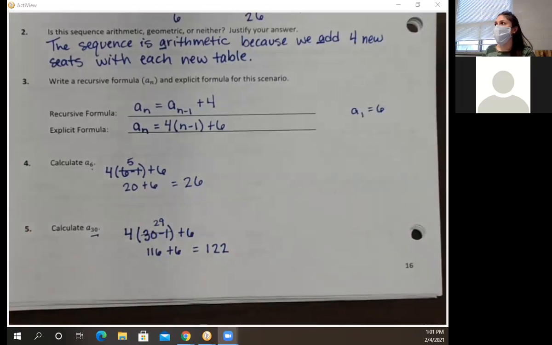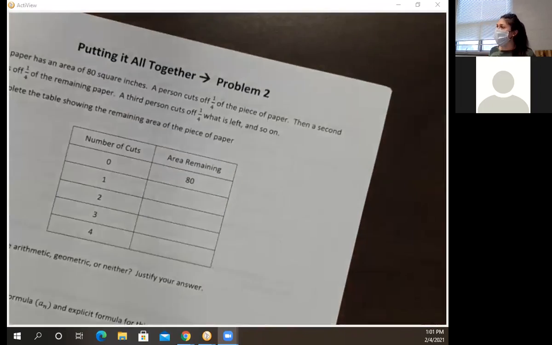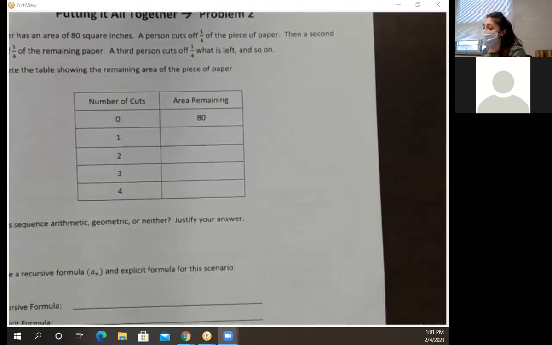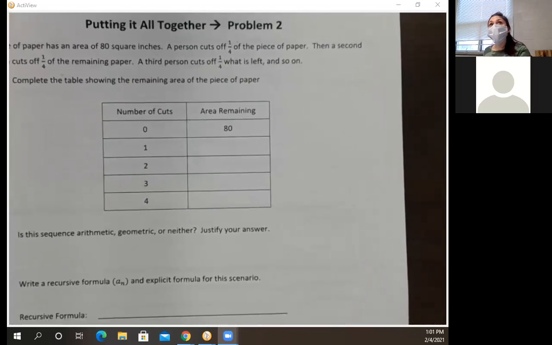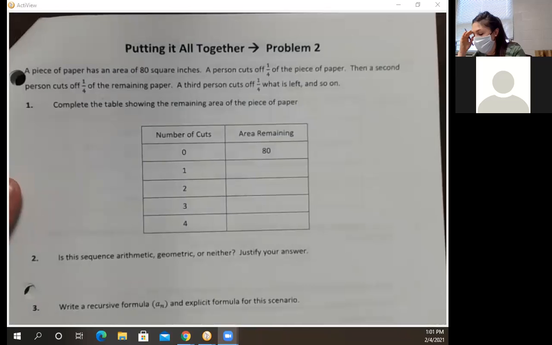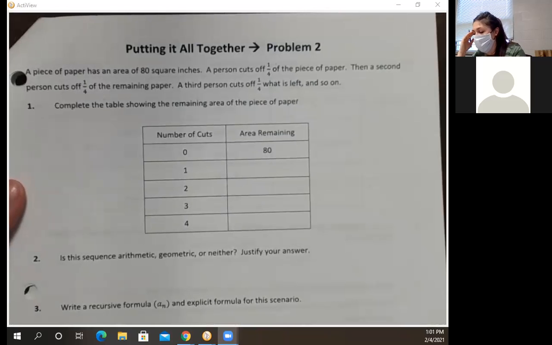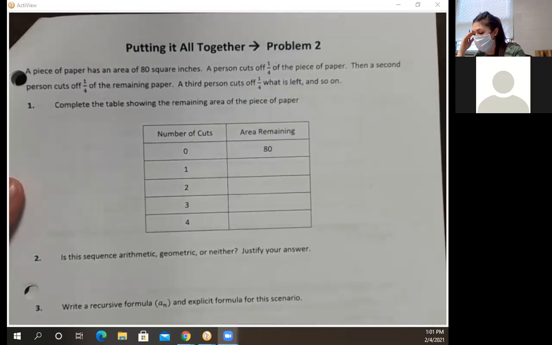Okay, let's take a look at another one. On the next page, page 17, same idea, just another scenario that we're going to look at. So on page 17, it says the piece of paper has an area of 80 square inches. A person cuts off 1/4 of the piece of paper. Then a second person cuts off 1/4 of the remaining paper. A third person cuts off 1/4 of what's left, and so on and so on.